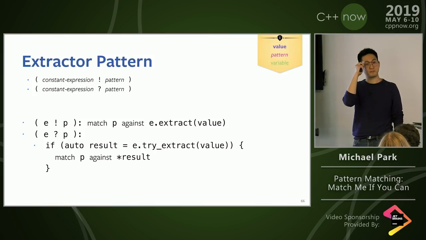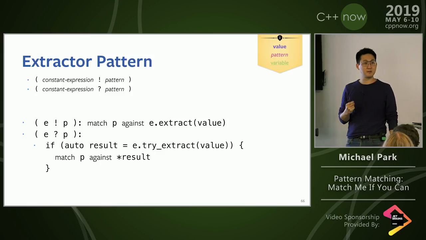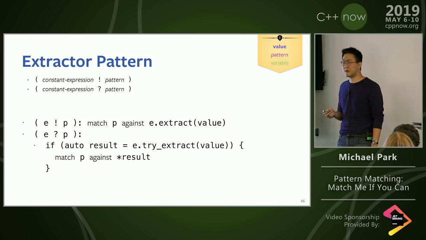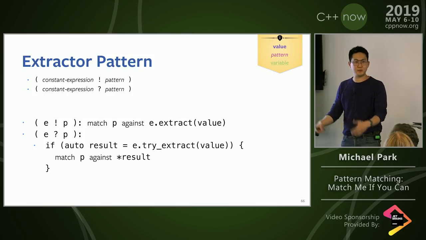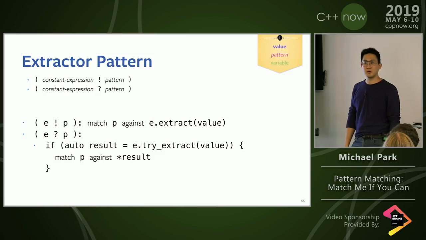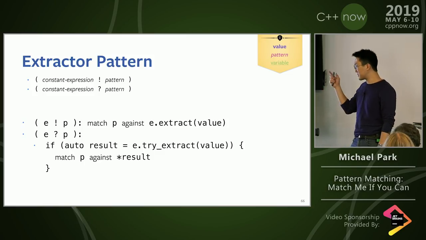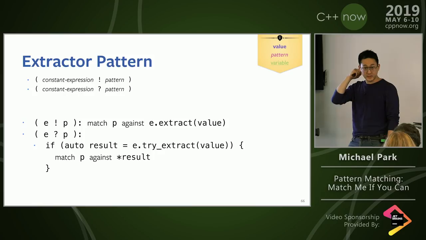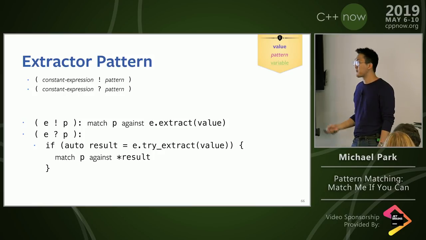Zach? Is the semantics of result like another magic alias? Yes. Okay. Yes. I'm only just showing the logic of stepping into it. Yeah. The question was, is the semantics of result a magic alias? Yes, it's a magic alias.